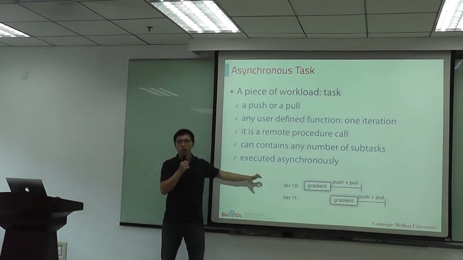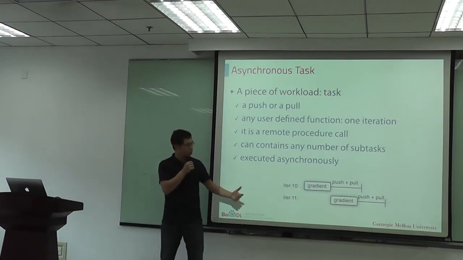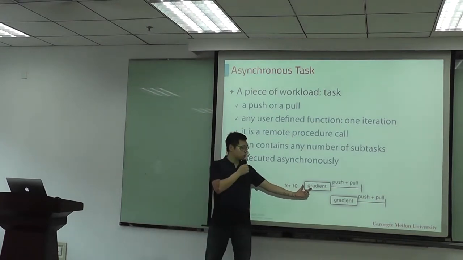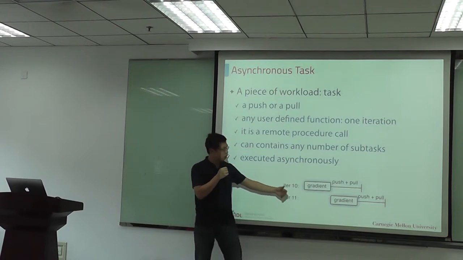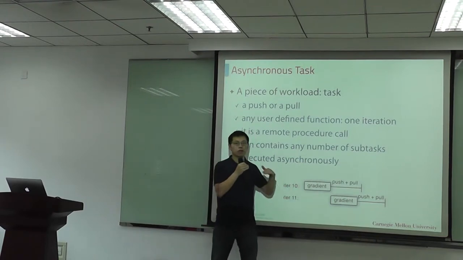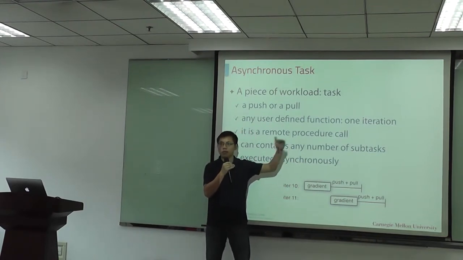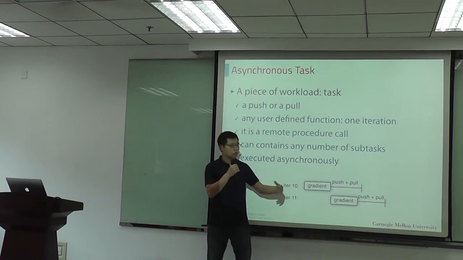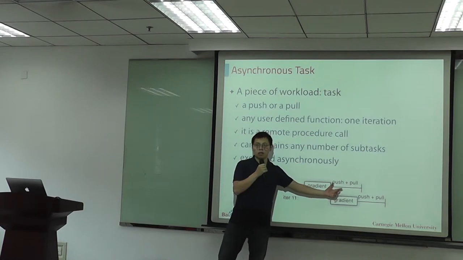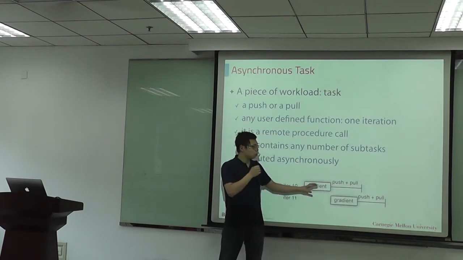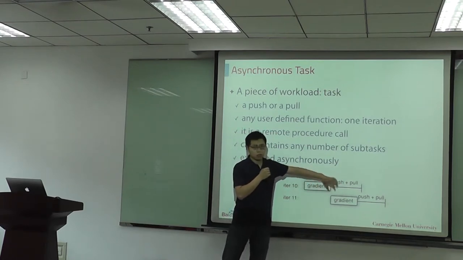Here's the iteration we showed on the previous gradient descent. What happens is that you first compute the gradient, using some CPUs or GPUs, and then you push the gradient to the server, and then you pull the model from the server. So here you use the CPU or GPUs. Here you use the network. So you want to parallelize the two things.